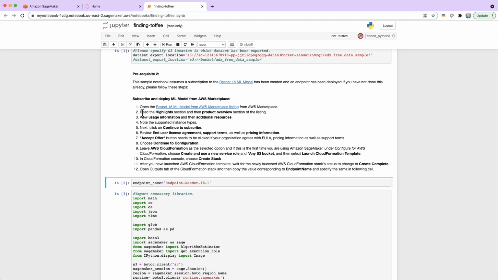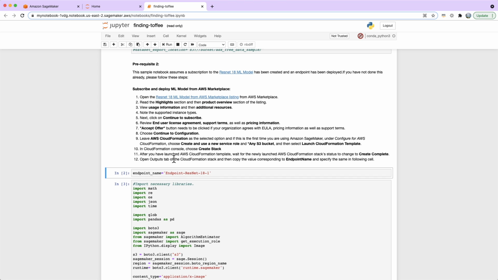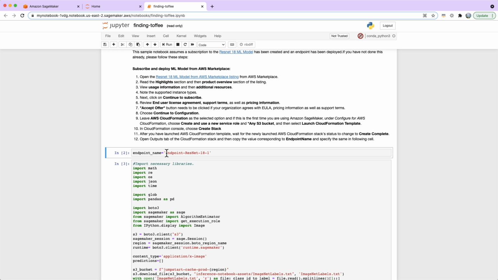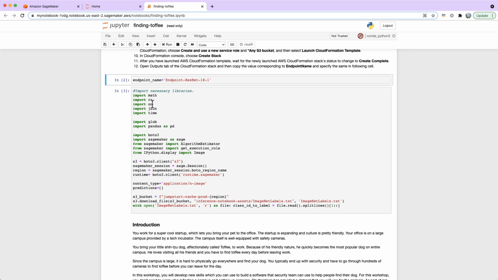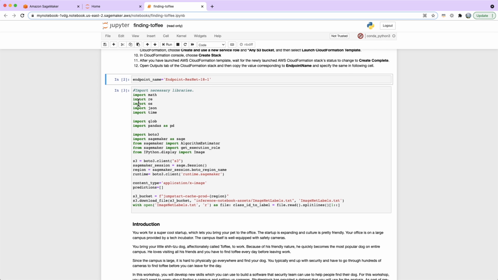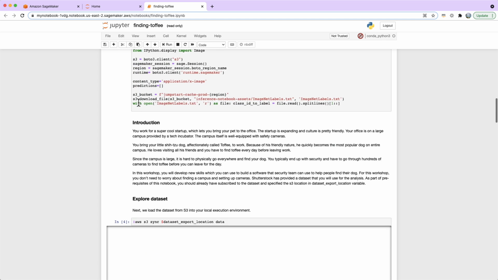As part of prerequisite 2, you were supposed to subscribe to the ResNet 18 ML model and deploy an endpoint. Again, you had already done this particular activity. You subscribed first to the ML model, and as part of the application product deployment, you had already deployed an endpoint. And that's the name that you had specified by copying from the output of the provisioned product section. Then you executed this cell. After executing the first prerequisite parameter cells, you executed this particular cell in order to import the necessary libraries.